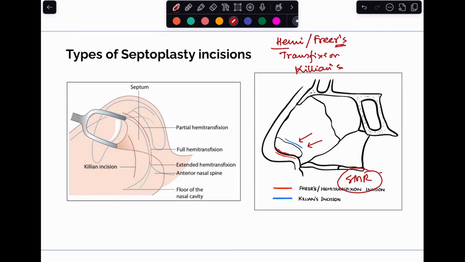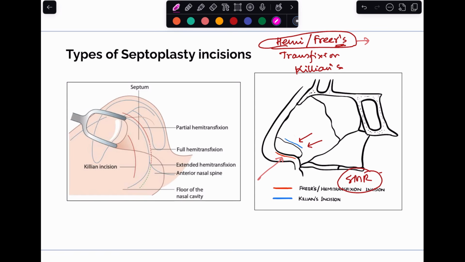Second is the hemitransfixion incision, or Freer's incision. If you look at the image over here, the red line that you are able to see is what Freer's incision looks like. Freer's incision is an incision that you make at the caudal edge of the septal cartilage on one side. That is why it is known as hemi. This gives you access to the cartilaginous and bony septum while at the same time preserving the columellar support. Now, this hemitransfixion incision can be of different types depending on the length of the incision you require.